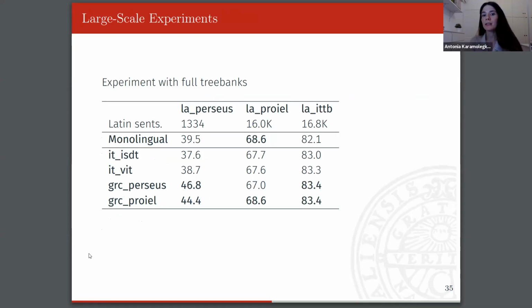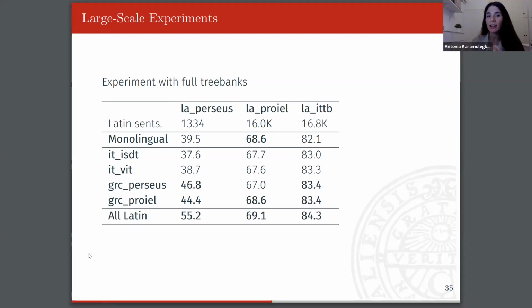The Italian and ancient Greek treebanks have approximately 10,000 training sentences. We can see that even when increasing the Latin sentences, and we have no low resource scenario, the ancient Greek treebanks are better than Italian, especially the Perseus treebank, which has a really big difference. In the PROIEL treebank, we see a similar performance between the monolingual and multilingual models.